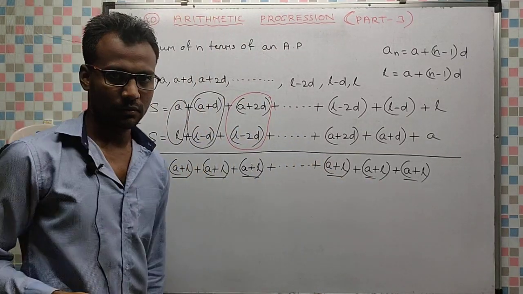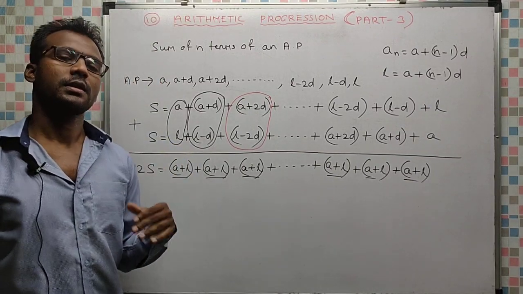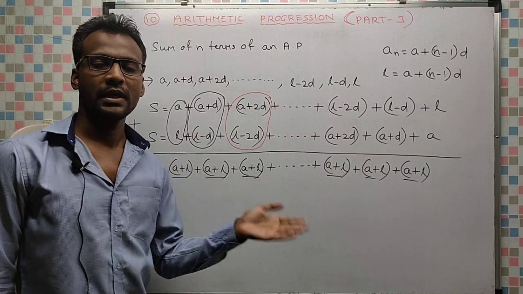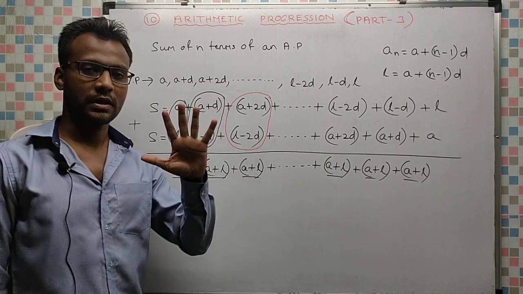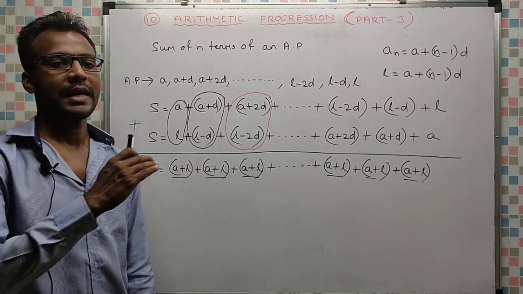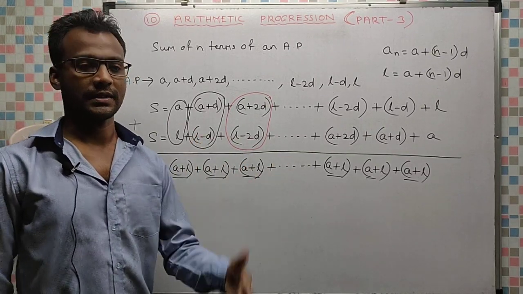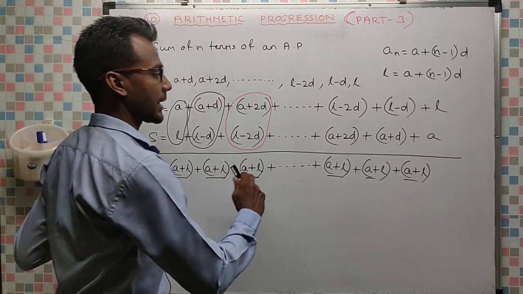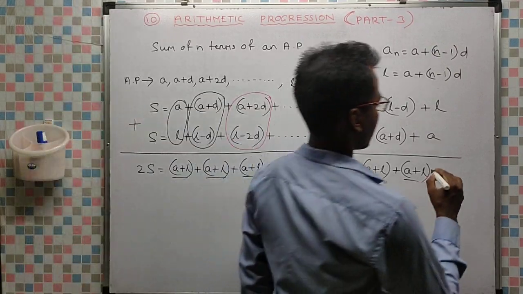It is repeating. See, this is repeated addition. Repeated addition is multiplication. For example, 5 plus 5 plus 5 is 3 into 5, 15. 5 plus 5 plus 5, suppose 4 times, then it will be 4 into 5. Similarly, x plus x 7 times will be 7 into x, 7x. Similarly, a plus l plus a plus l plus a plus l like this will be n times, if there are n terms.